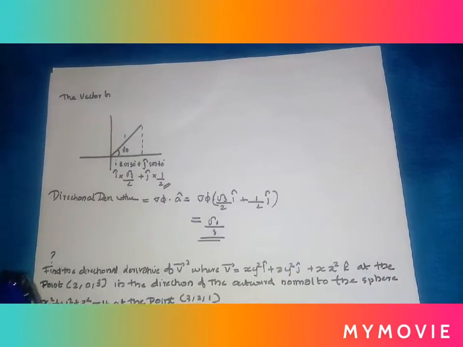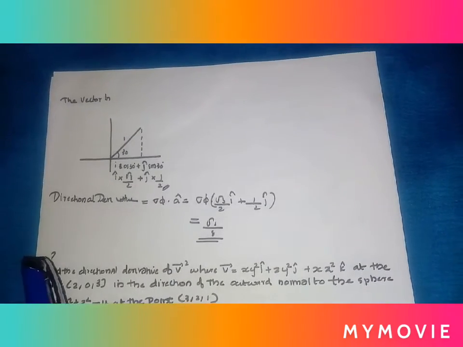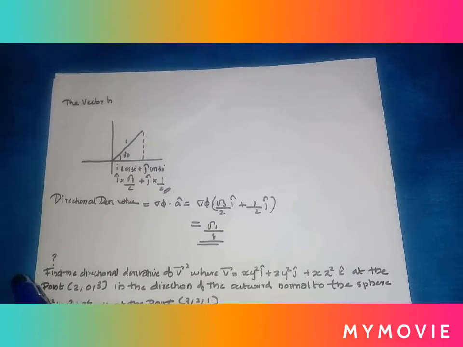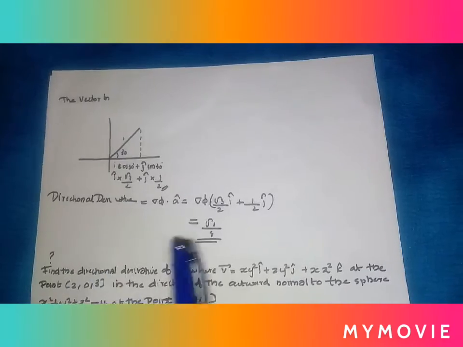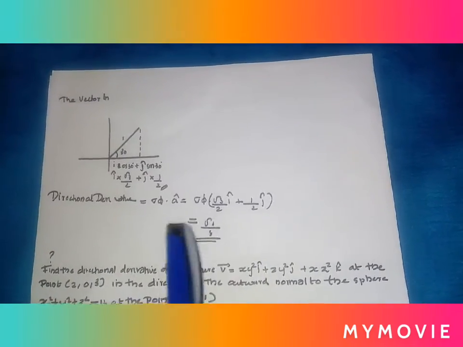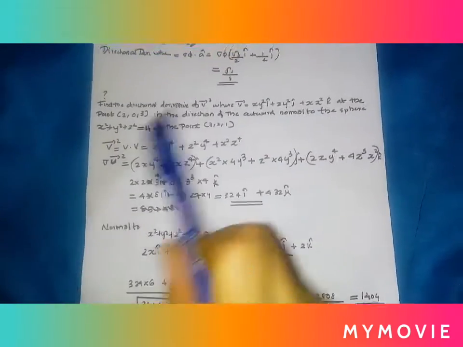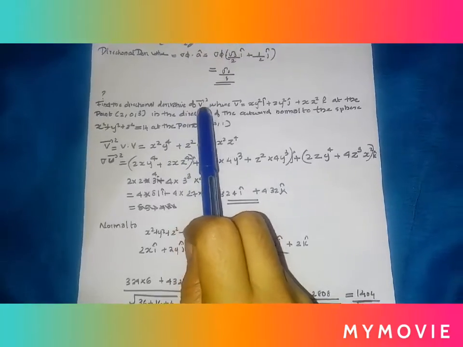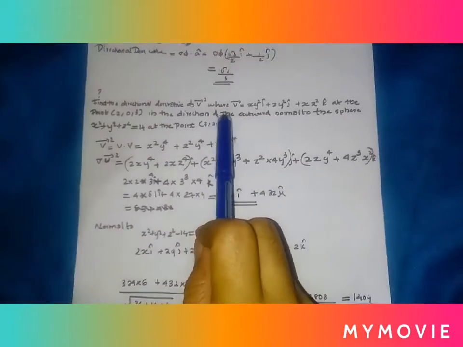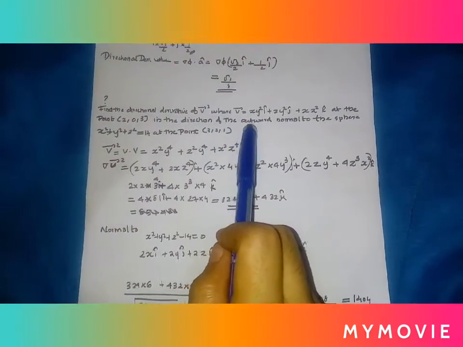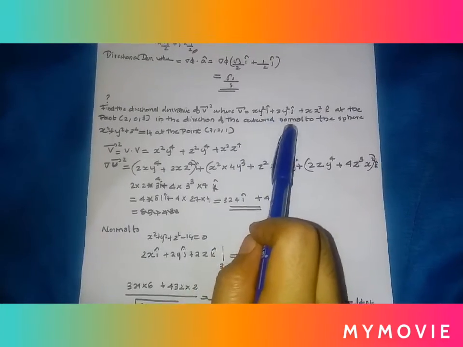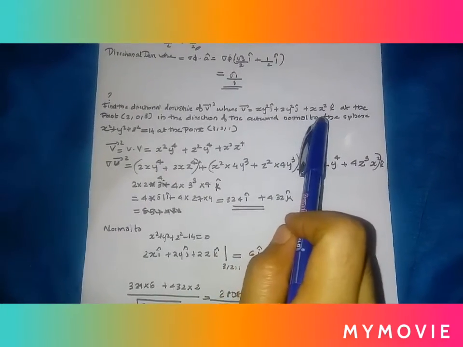We know that del phi was found before, that is i by 4. So we get root 3 by 8 only. Next problem, find the directional derivative of v square, where v is xy square i plus zy square j plus xz square k.